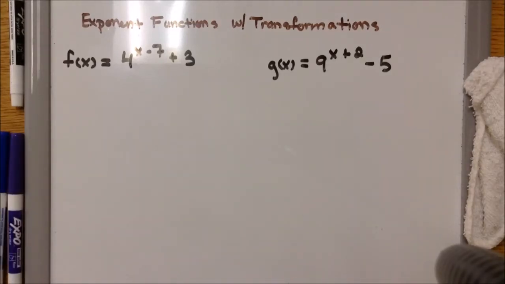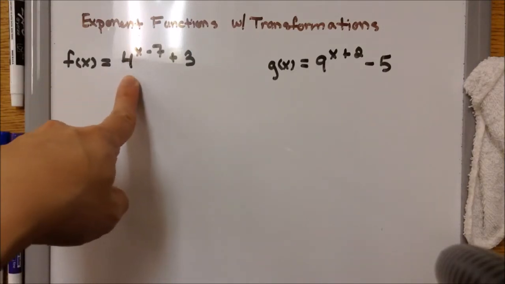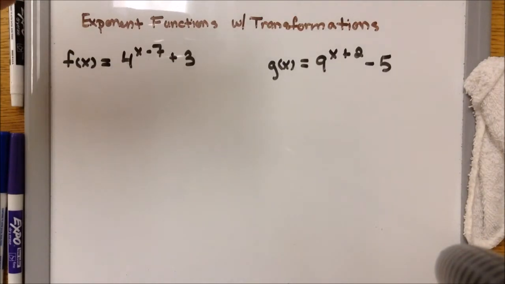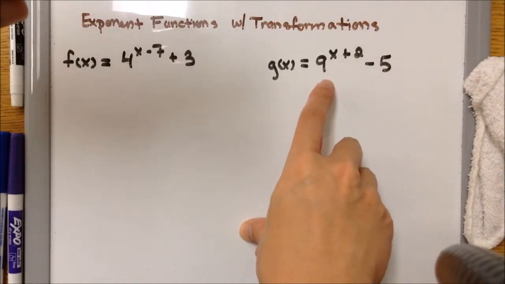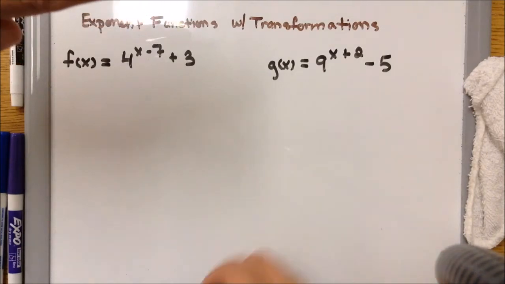Alright, so we're going to go over some examples of how to identify transformations with the given functions here. In our first example, we have f of x equals 4, that's our base, to the power of x minus 7, then plus 3. Our second example would be g of x equals 9, that's our base, to the power of x plus 2, and then minus 5.